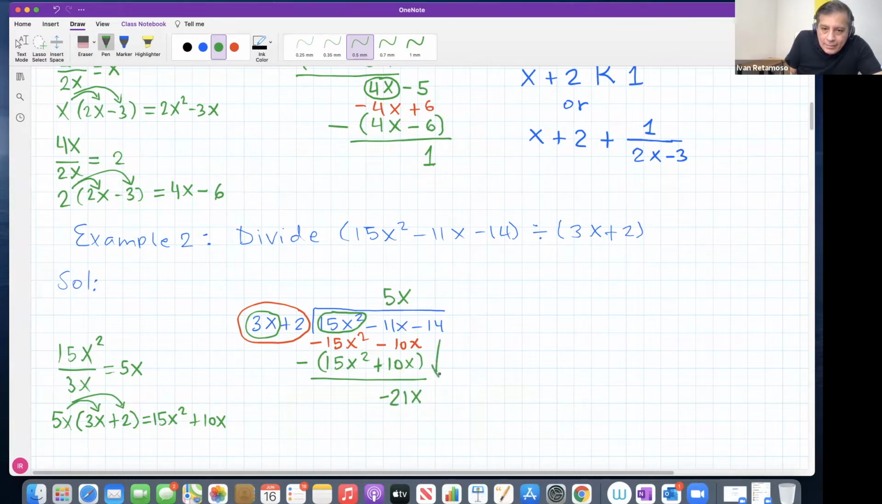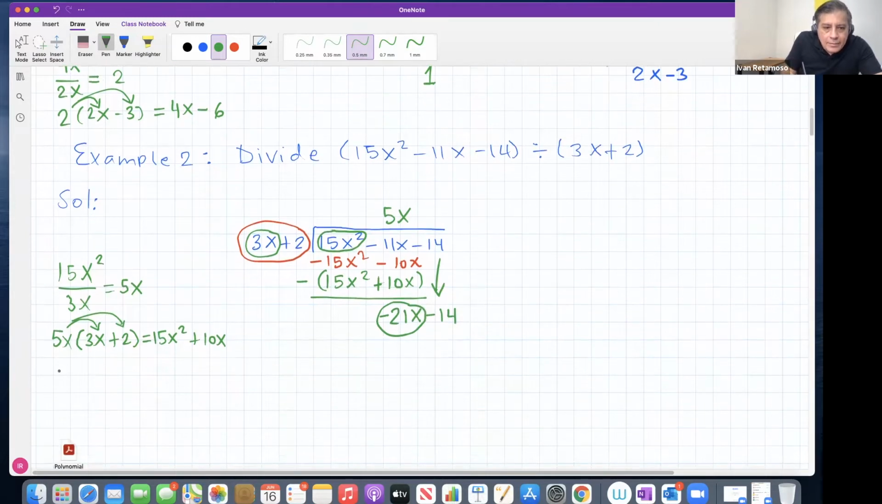Next, we bring down the next term, which is this constant term, minus 14. And then we start all over again. Take the first term here, divided by the first term of the divisor. So let's do it here. You've got to do negative 21x, don't forget about the sign, over 3x. What's this? 3 into negative 21 is negative 7. X into x cancels, so negative 7. That negative 7, guys, has a place. It goes on top of this constant term right there, minus 7.